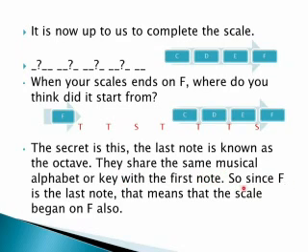So since F is the last note, that means that the scale began on F also. Beautiful. So with the F as the first note and as the last note, we are almost done. We just have a few more alphabets to fix to complete the scale. So a tone from F will give us what? A tone from that will give us what? And a semitone from that will give us what? And we complete this whole scale.